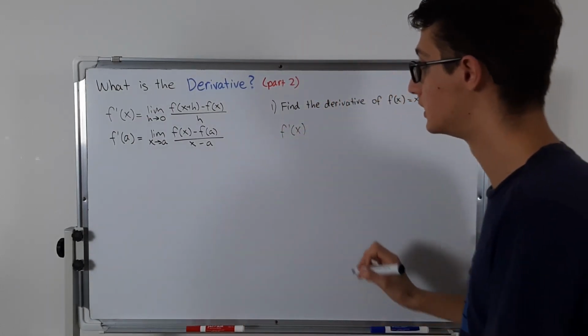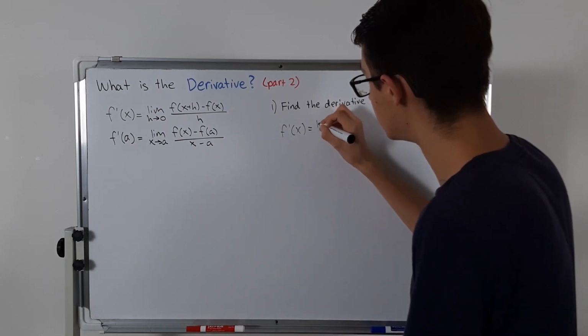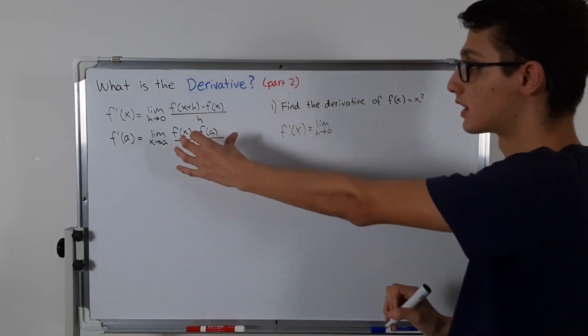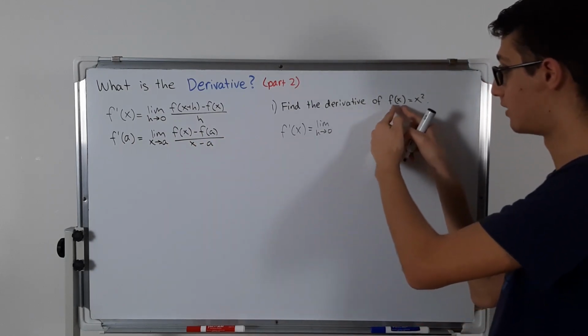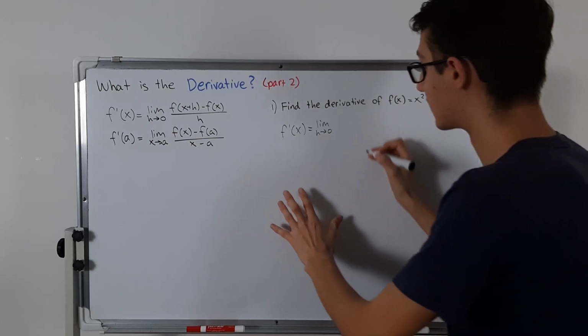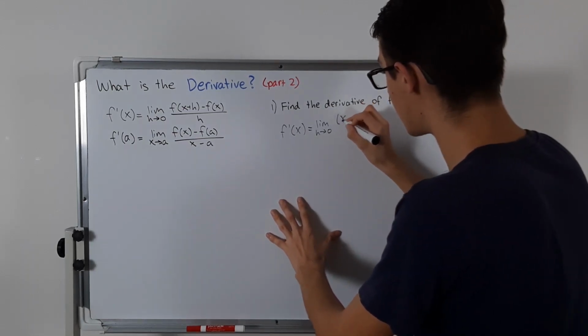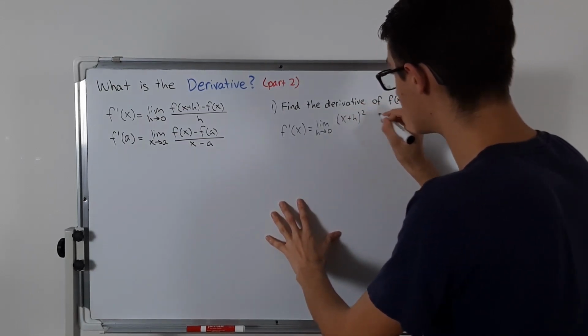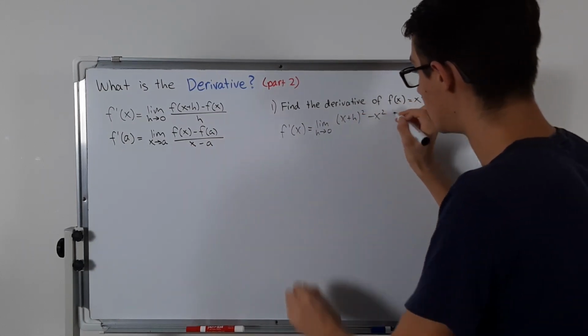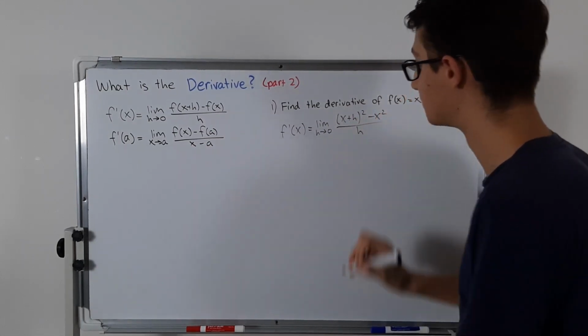So this is going to be the limit as h approaches 0 of f of x plus h. Well, if f of x is x squared, then f of x plus h would be x plus h squared. So this is x plus h squared, and then minus f of x, well that's easy, that's just minus x squared, and then divided by h.